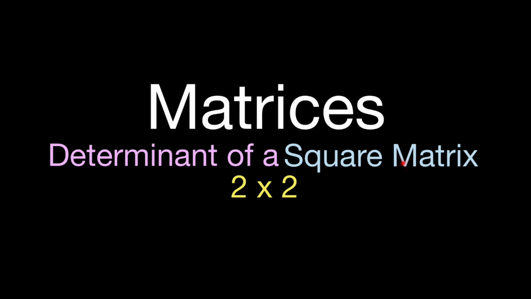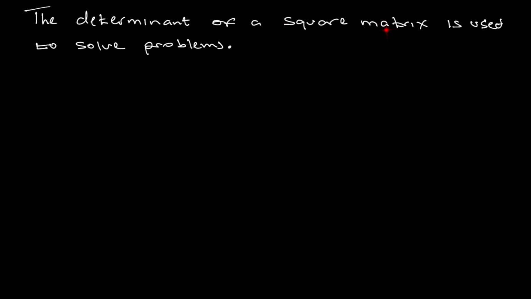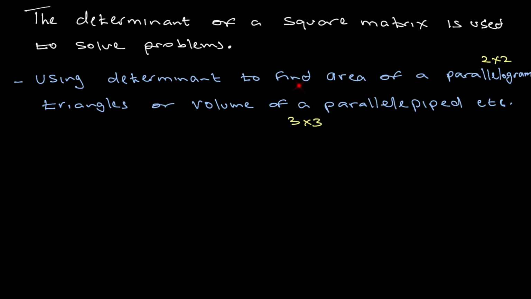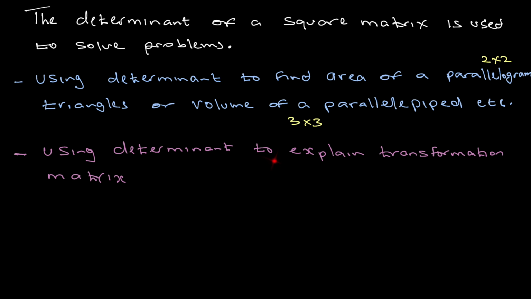Matrices. Determinant of a 2 by 2 square matrix. The determinant of a square matrix is used to solve problems. Using determinant to find the area of a parallelogram, which is a 2 by 2 matrix, or triangles, or the volume of a parallelepiped, which is a 3 by 3 matrix. Using determinant to explain transformation matrix.